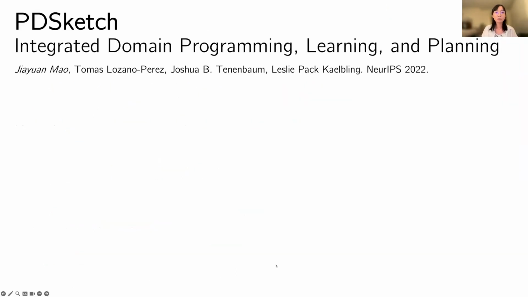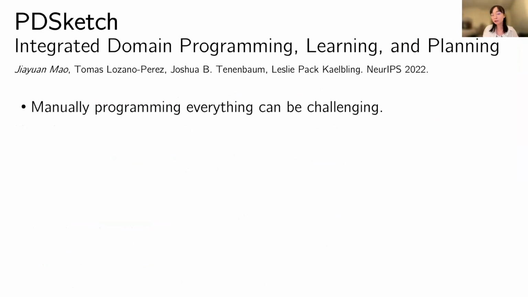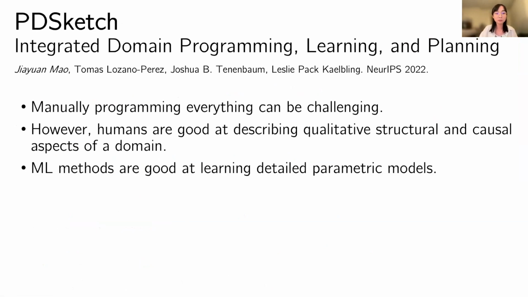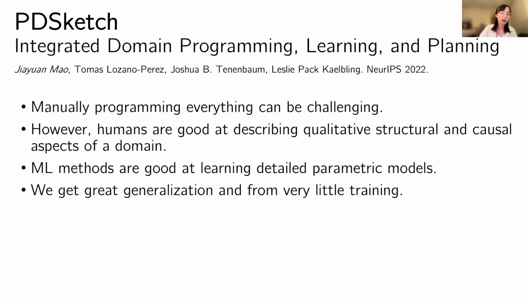So the first talk I'm going to talk about today is called PD Sketch, Integrated Domain Programming and Learning and Planning. So we have seen so far manually programming everything for a task and motion planning framework can be very challenging. However, it is worth noting that humans are particularly good at describing some qualitative, structural, and causal aspects of a domain. And machine learning algorithms can be good at learning detailed parametric models for things. So at the end, we want to get great generalization from just very little training data.